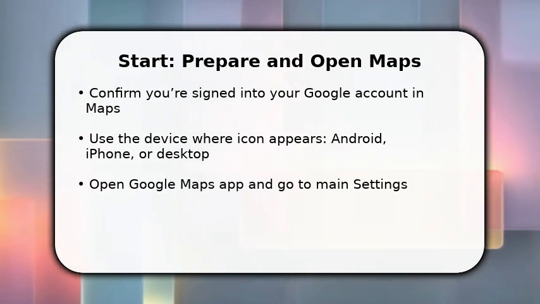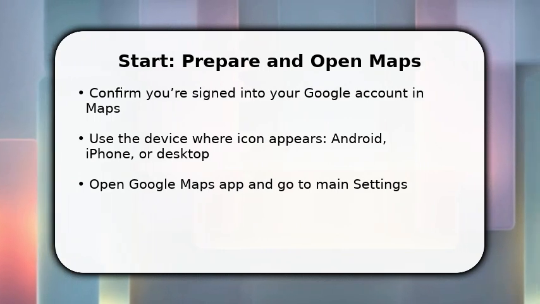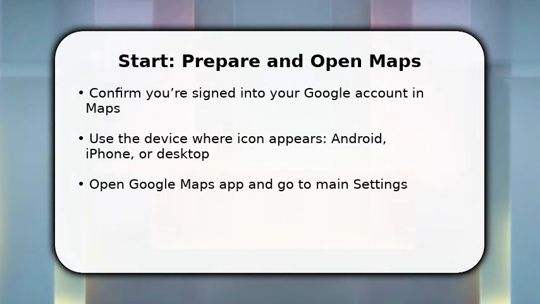Then navigate to navigation settings. This is the first actionable place where Google exposes markers and vehicle icon options. So proceed now to the next step.